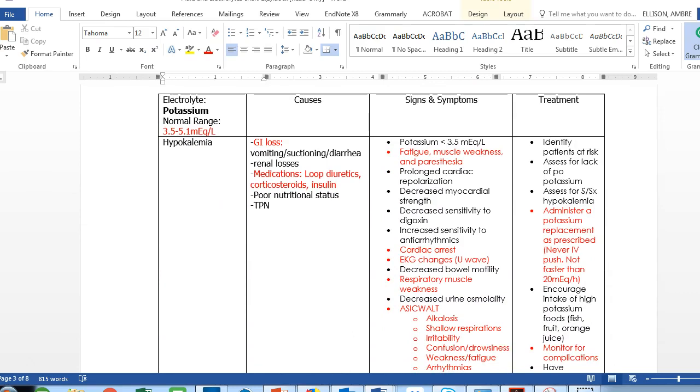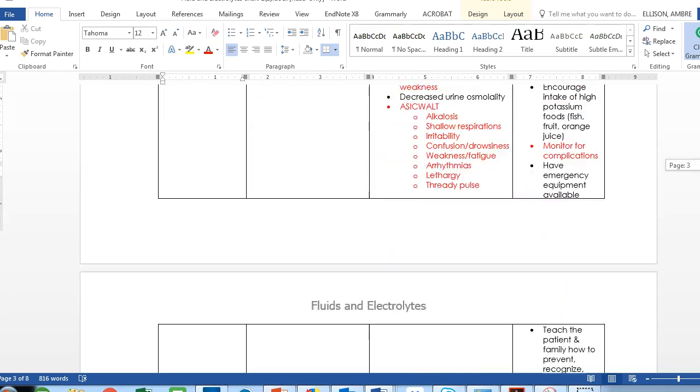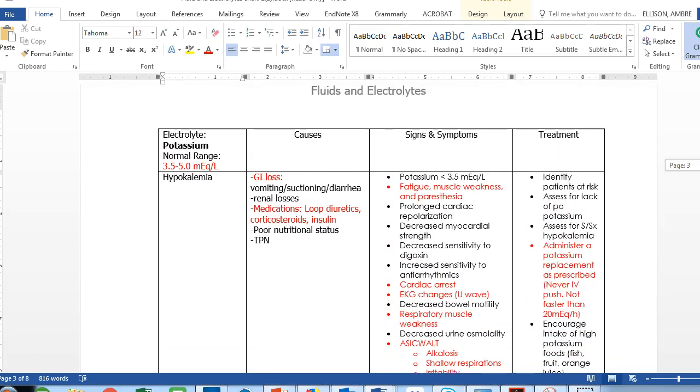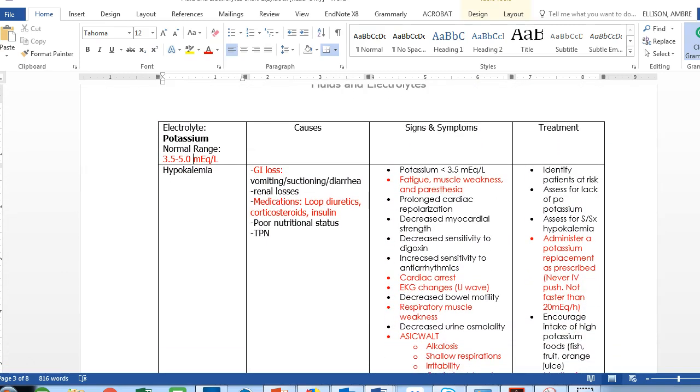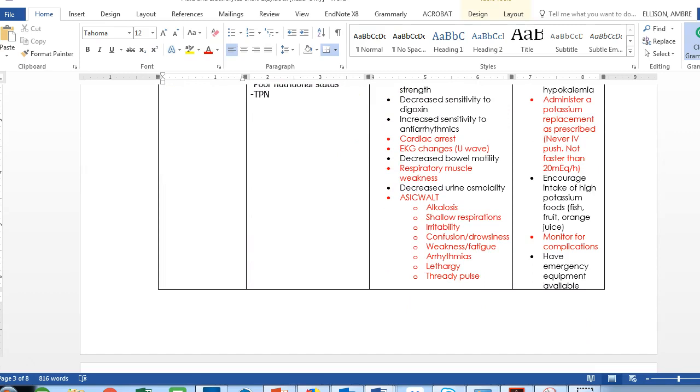Now potassium, the range for potassium is 3.5 to 5. So hypokalemia: GI loss, medications, certain medicines like loop diuretics, corticosteroids, insulin. The signs and symptoms of hypokalemia: we have fatigue, muscle weakness, and paresthesia. You can have cardiac arrest if your hypokalemia is significantly low. EKG changes, you're going to have a U wave. You're going to have a weak respiratory muscle.